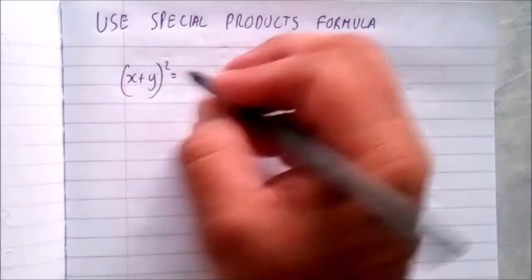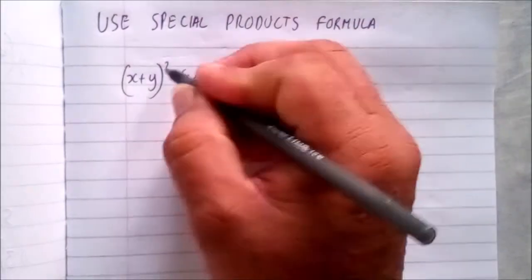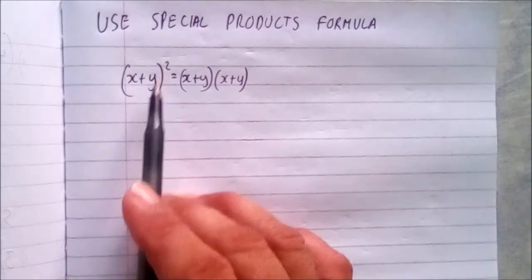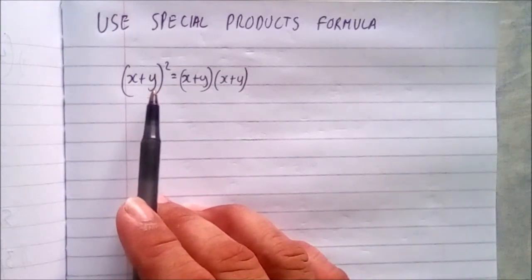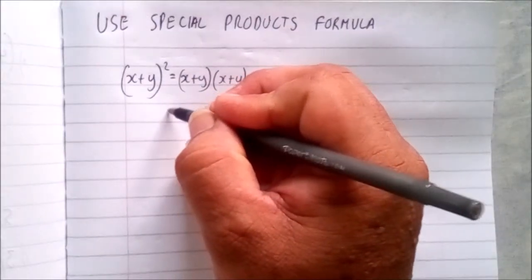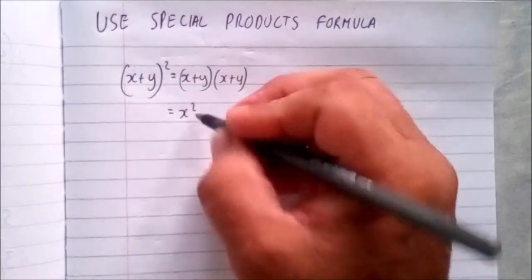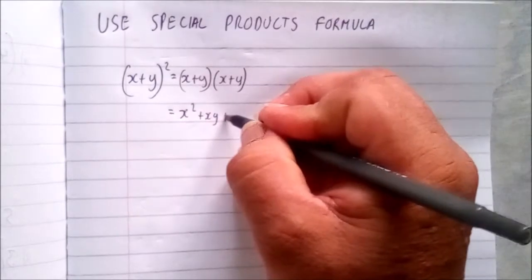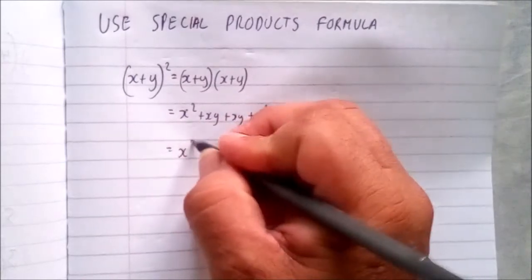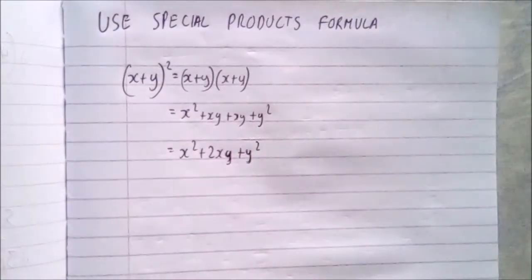Here we have x plus y squared, because this is saying you're squaring the term, meaning multiplying it by itself. In (x plus y) squared, the base is x plus y and the exponent is 2. So we multiply the binomials: x times x is x squared, x times y is xy, y times x is xy, and y times y is y squared. This gives me x squared plus 2xy plus y squared.